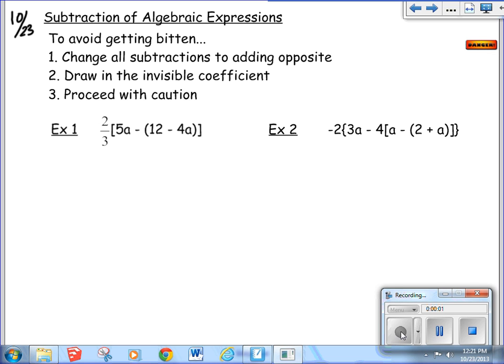Okay, so today's lesson is about subtracting quantities. You're going to see subtraction signs everywhere. You have to be very careful in this situation. And I have 3 steps for you to use to avoid getting bitten.